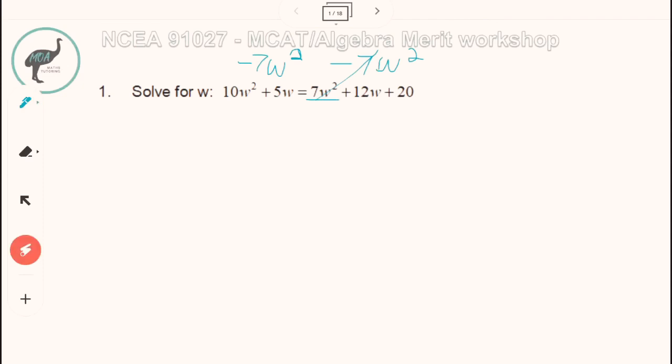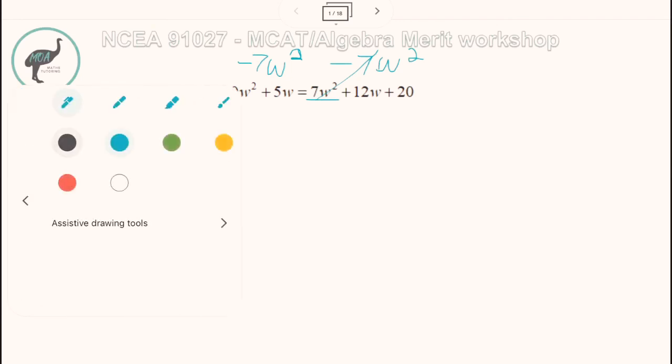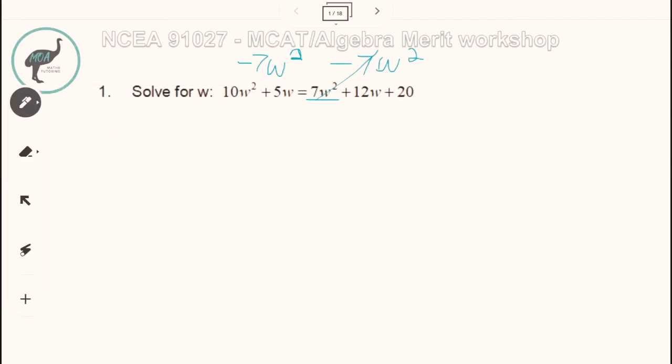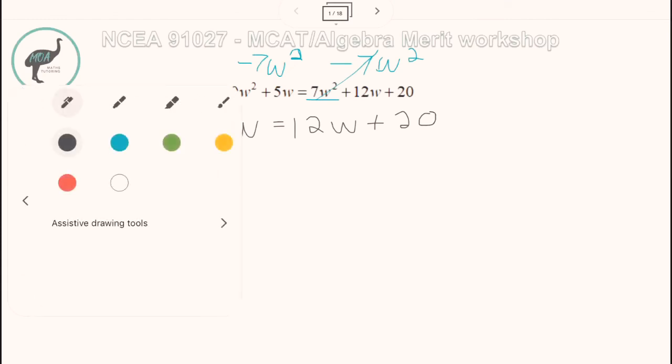So now I've got this 10w squared minus 7w squared on the left-hand side. So that would be 3w squared. So let's write that out. 3w squared plus 5w. So I've still got the 5w, so I'm just writing all the remaining terms for the moment. 12w plus 20. And then I'll look at the next term that I want to eliminate.